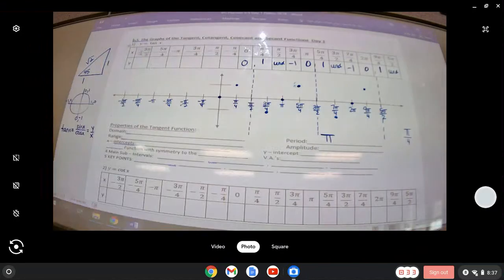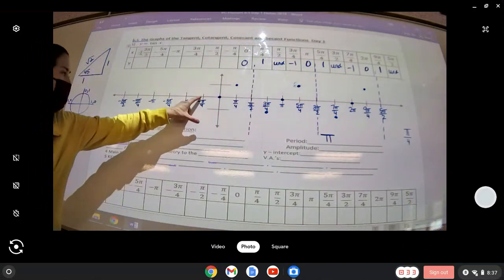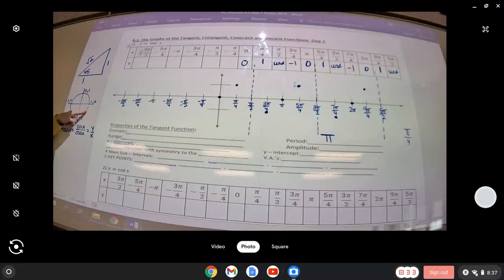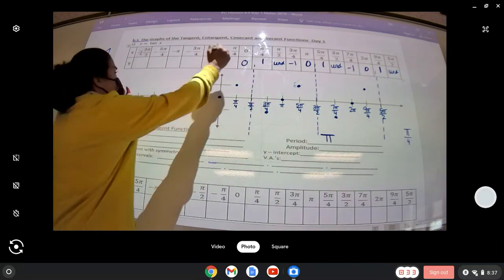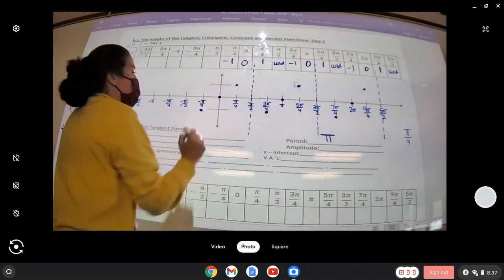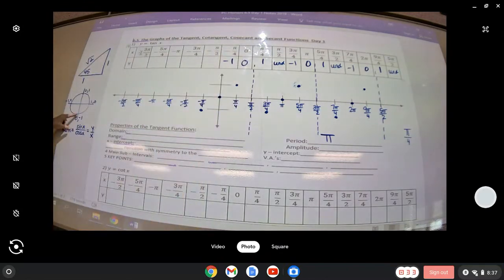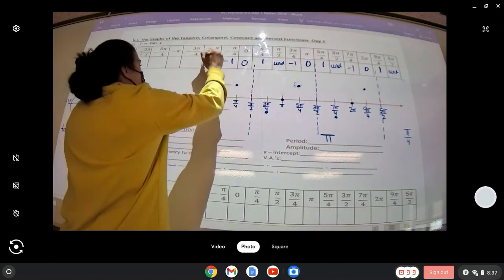All right, let's go back this way and create the other cycles. So guys, negative pi over 4, that's a 45-degree angle that landed in quadrant 4. So the ratio is 1. The ratio is negative because it's in quadrant 4. Negative pi over 2 is right there. Throw a y over an x, that's undefined.